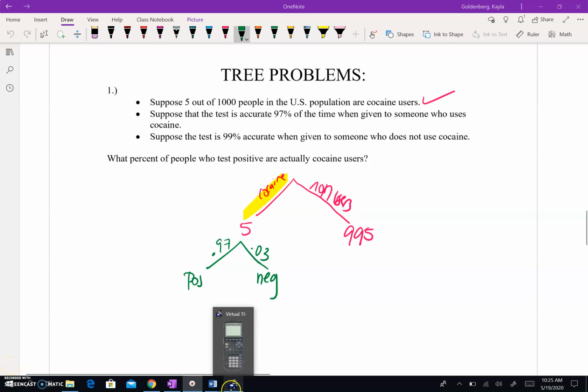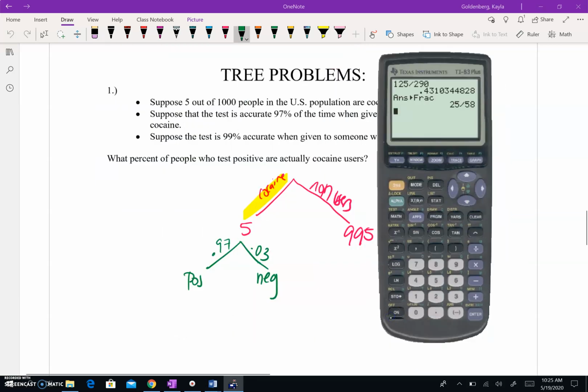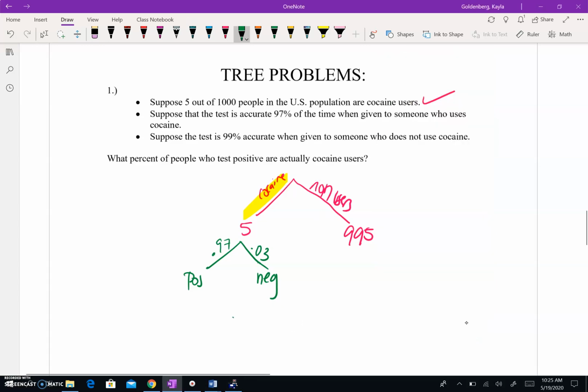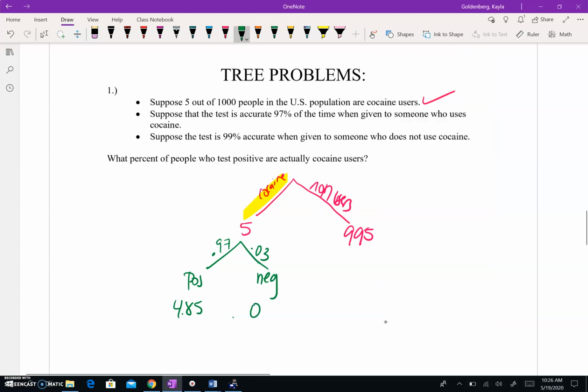Okay, so far we've said that there are 5 people out of 1,000 who use cocaine, and when they take a drug test, it is going to work and it will be accurate 97% of the time. So if it's accurate, 97% of those 5 people will get a positive result, 0.97 times 5, which is about 4.85. So 4.85 people will have positive. And it will be wrong 3%. So 0.03 times 5. 3% will get the wrong result, which is 0.15.